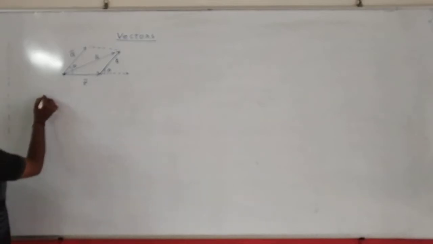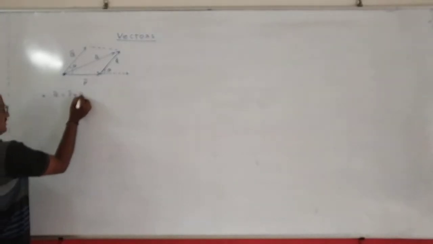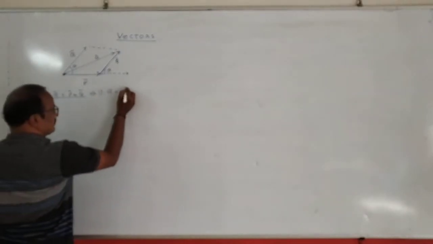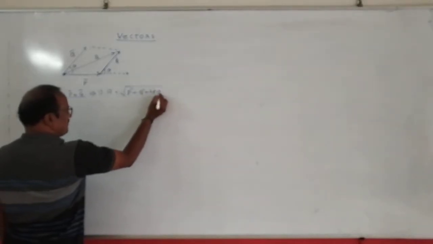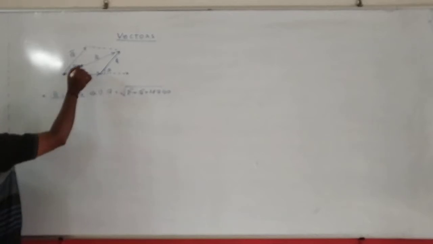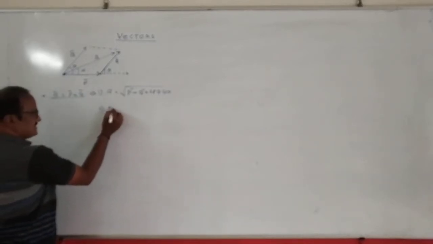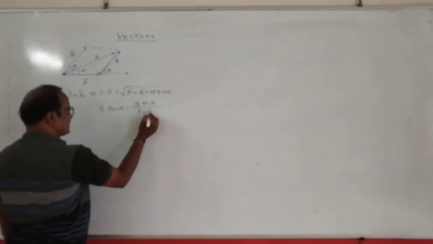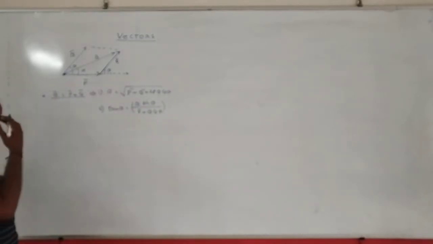Okay, right. What is the magnitude here? R bar is equal to P bar plus Q bar. Then the magnitude of the resultant is given by R is equal to square root of P square plus Q square plus 2PQ cos theta. The direction of the resultant means this resultant makes an angle alpha with P bar. Therefore, tan alpha is equal to, what is the formula? Q sin theta by P plus Q cos theta. These two formulas were derived in the last class, right?